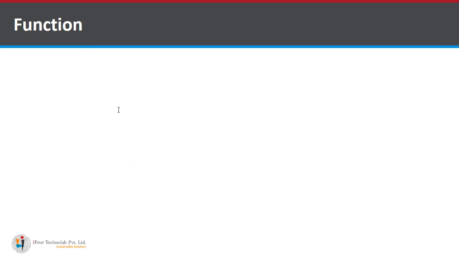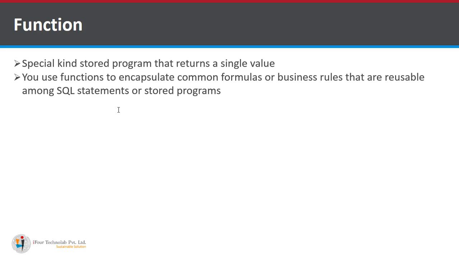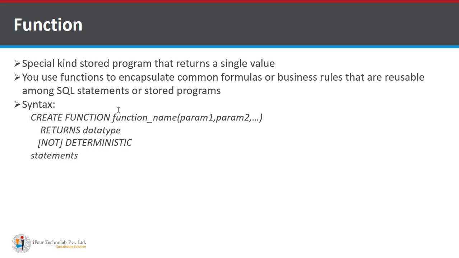Now, let's move to functions. A function is a special kind of stored program that returns a single value. You use a function to encapsulate common formulas or business rules that are usable among SQL statements or stored programs. Suppose you want the addition of two numbers or any mathematical equation, then we can use SQL functions for the same. There is a simple syntax for creating a SQL function, that is create function, the name of the function you want, and the parameters you want to be used in your statement. A function must always return a type, so you have to write returns data type, not deterministic.